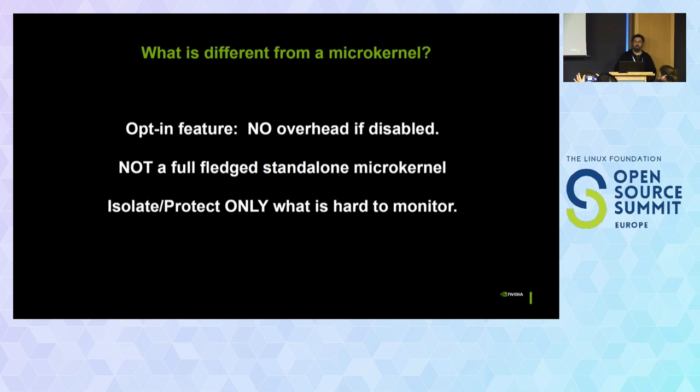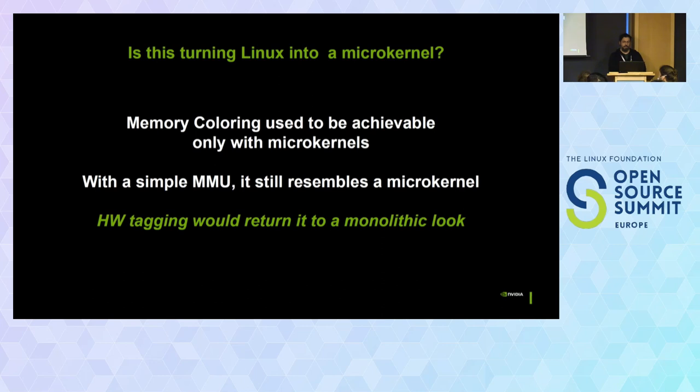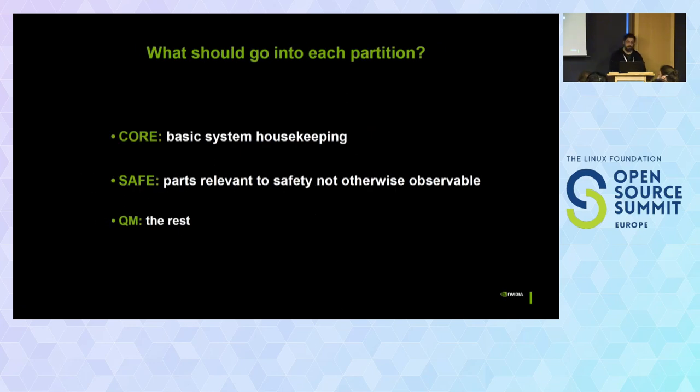It would just try to protect those portions of the system which cannot easily be detected otherwise, or which have a particular relevance based on specific use cases. Furthermore, it might look like a microkernel because I'm using the MMU in its most basic implementation. If you had something like hardware tagging, probably it would be more transparent, and I will get back to this later.